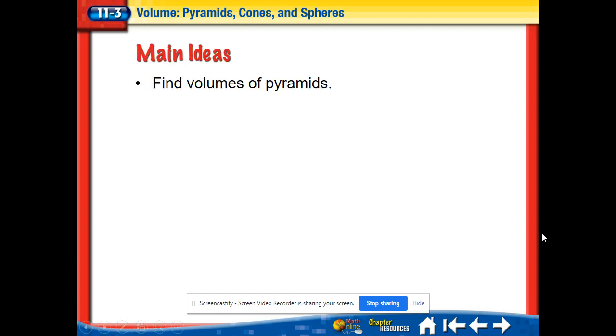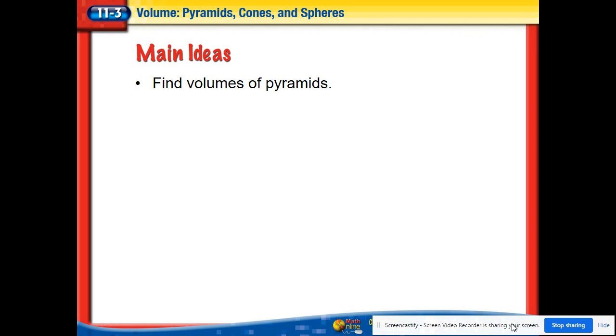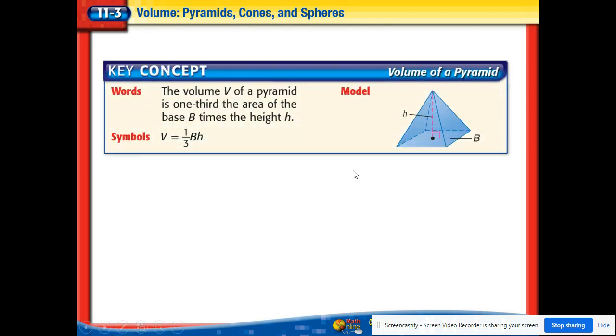All right, today we're going to be talking about the volume of a pyramid, cone, or sphere. So we're going to find volumes of pyramids, and then we're also going to go ahead and find the volumes of cones and spheres. So we have three different key concept slides that we're going to do, one for each of these. So let's start off with the pyramid.